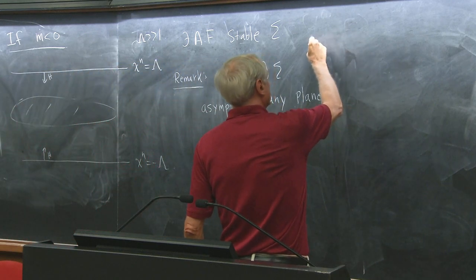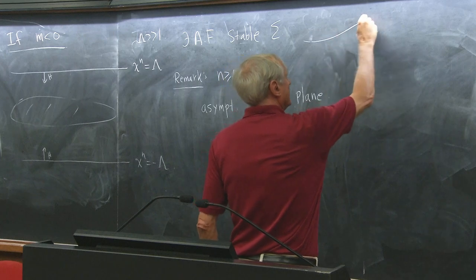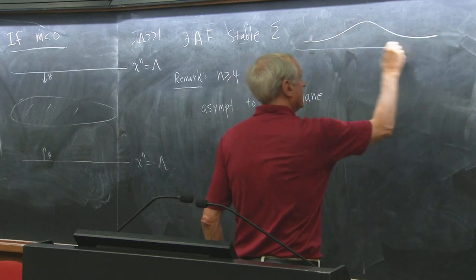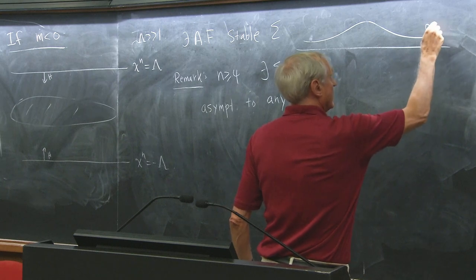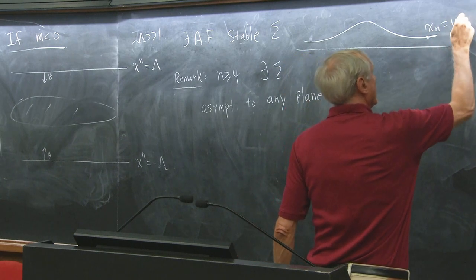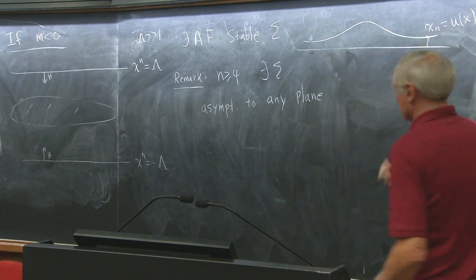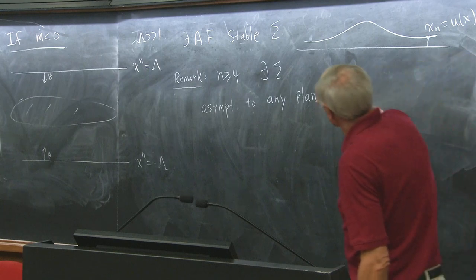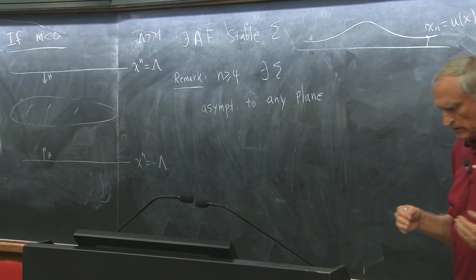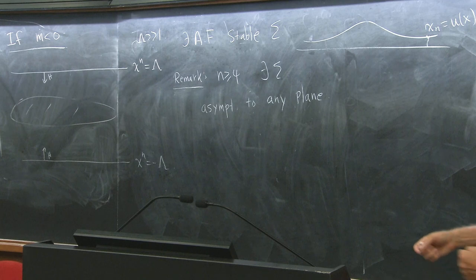So I have this hypersurface, maybe quite complicated inside, but near infinity, this is the graph of a function. So this is like x_n equals u of x. And then the condition that the surface be minimal is essentially the Laplace equation near infinity. So when it's very flat, the function's basically harmonic. So you can understand this phenomenon in a sort of linear model.